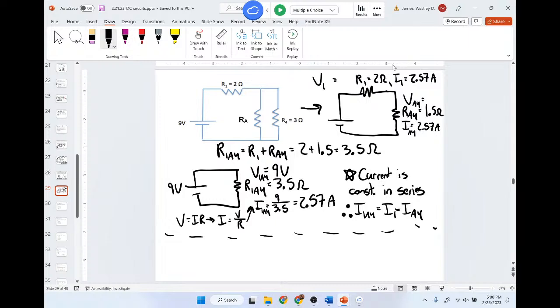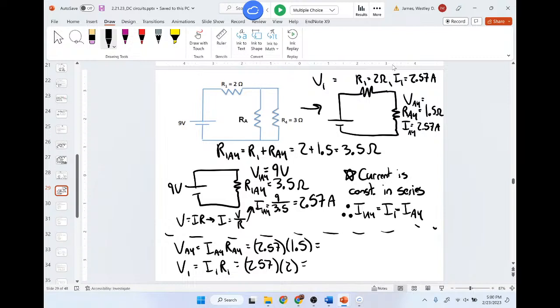So, VA4, so V equals IR, so that's going to equal IA4 times RA4. Again, this notation may look a little silly, but it does help you keep track of things. So V1 equals I1 times R1. Just plug in the numbers. So the voltage across A4 is that 2.57 times that 1.5. That V1 is going to equal that 2.57 times 2. And that gives me the voltage across each one.